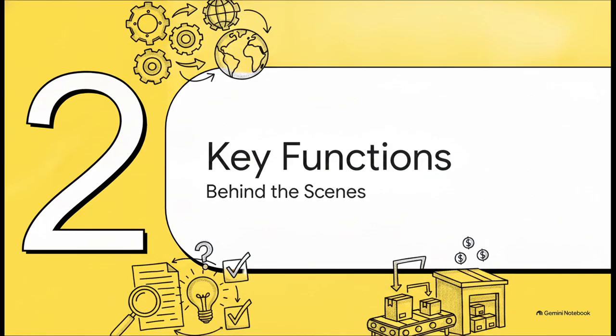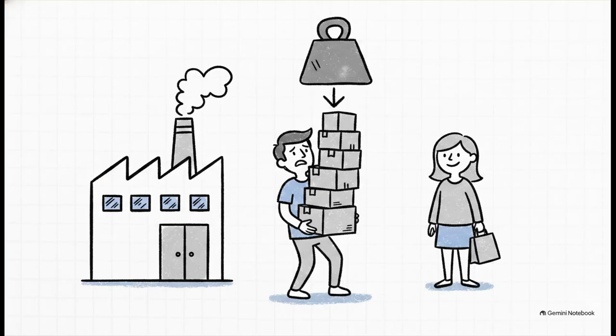Moving on to Section 2, key functions of channels. Let's peek behind the curtain and look at the actual work these middlemen are doing to add value. First, they handle the transactional functions. This is the buying and selling part, where the title of the goods changes hands from the producer to the intermediary and eventually to you.